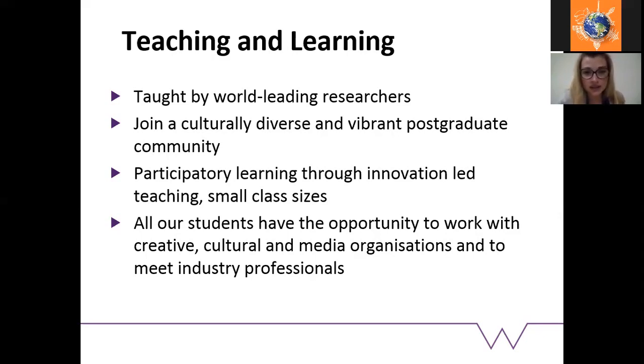Again, the class sizes are quite small, and the teaching is through innovation and innovative ways of learning in the classroom. And then as a Warwick student in this specific department, you have the opportunity to work with creative, cultural and media organizations and to meet industry professionals throughout the course, and you'll have an opportunity perhaps to do a placement during one term, which is really exciting.